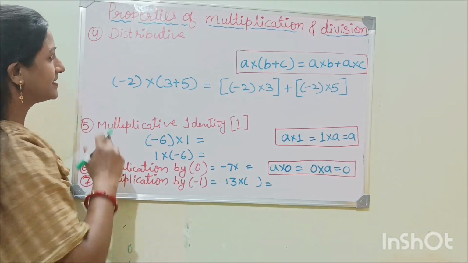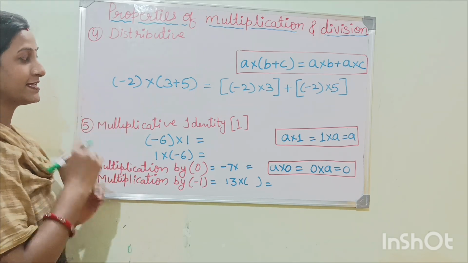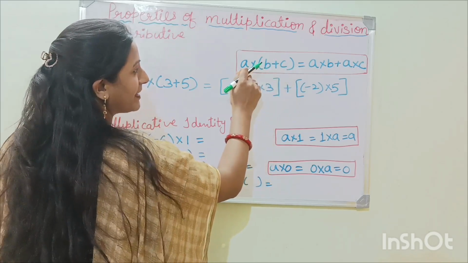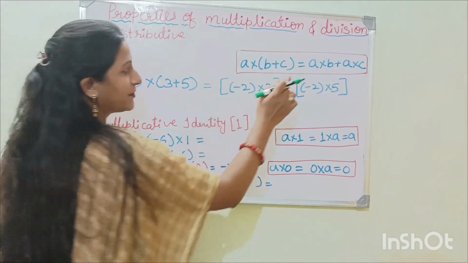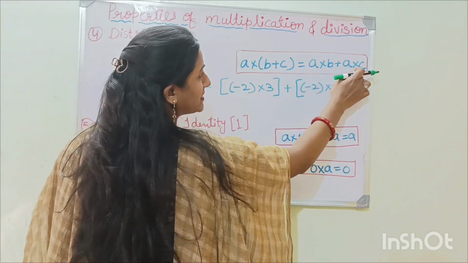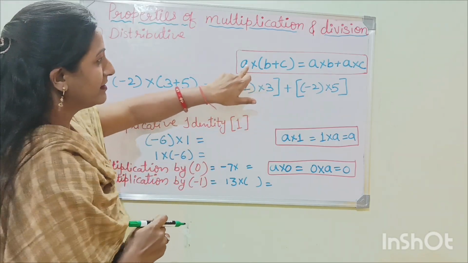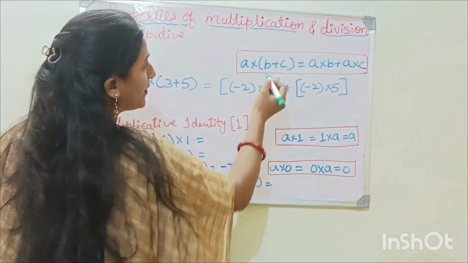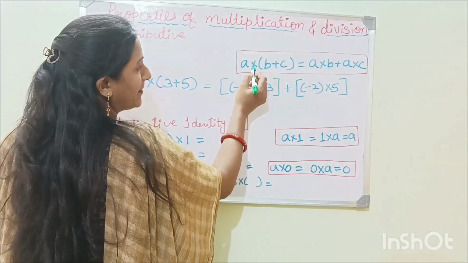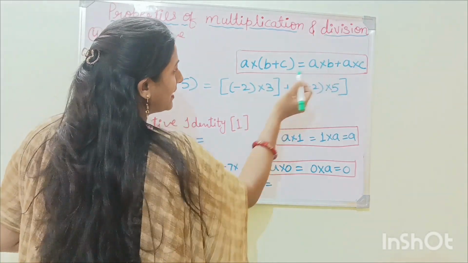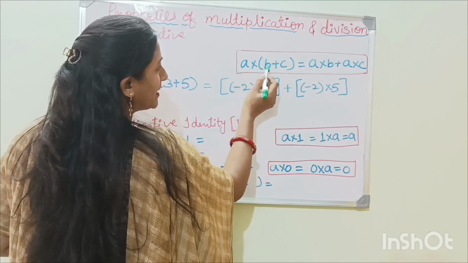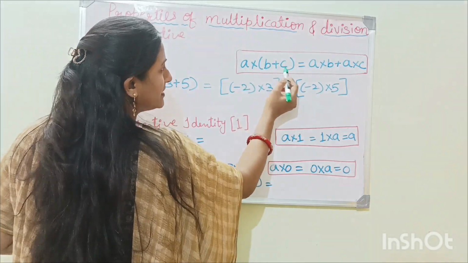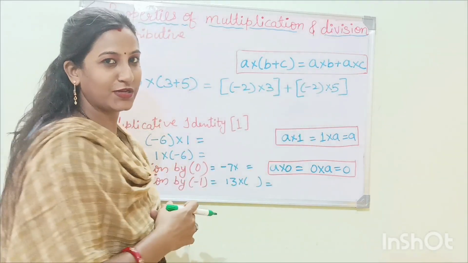So the fourth one is the distributive property. The distributive property says that the sum of these two, B plus C, multiplied by A is equal to the product A into B plus A into C. When we are opening the bracket, A will multiply one by one with B and C, and between them the plus sign is there. So A into B, then the next sign is plus, then A into C. These both are going to be equal.